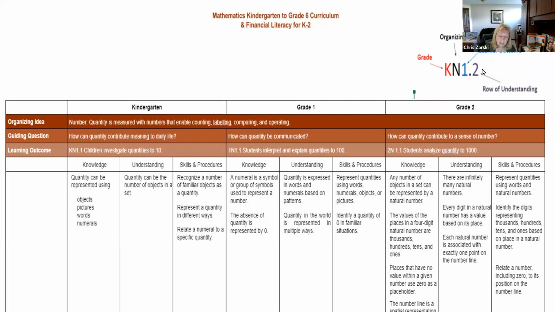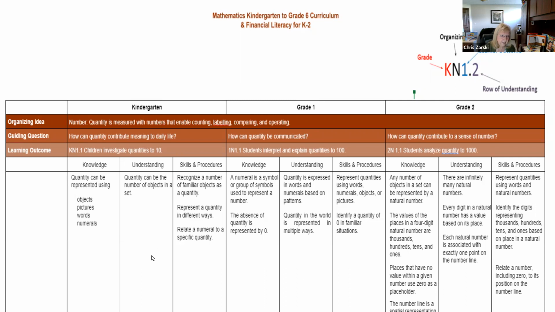And then if it has a number behind it, like a decimal, in this case it has a decimal 2, it's telling you that that learner outcome has more than one row of understandings. So for example, here I know that it'll have more than one row because it says 1.1, children investigate quantities to 10. Here it says 1.1 for grade 1, students interpret and explain quantities to 100. Here it says 1.1 for grade 2, students analyze quantities to 1,000. Because it has a 0.1, I know that this is the first row that I'm going to be relating to this first outcome. So there's an understanding, knowledge, skills, and processes all associated with this row for that particular grade.